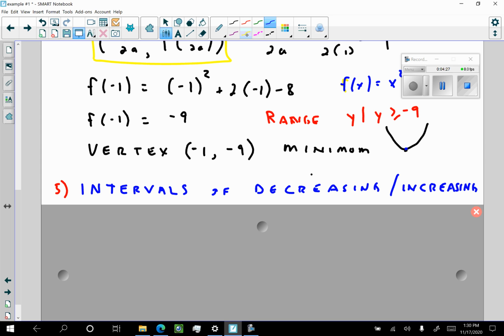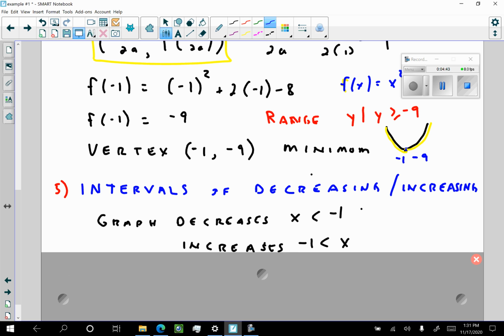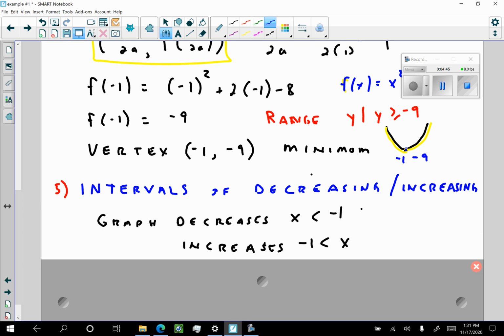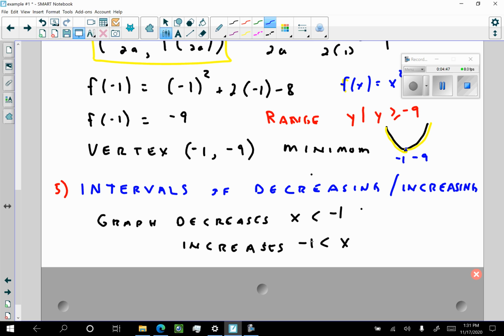Well, look what's happening. This guy is going to decrease, and then it's going to increase. Keep in mind this point right here is negative 1, negative 9. It's going to decrease to negative 1 and then increase. So let's write that down. The graph decreases when x is less than negative 1 and increases when x is greater than negative 1. Hey, pause the video. And now we're back.